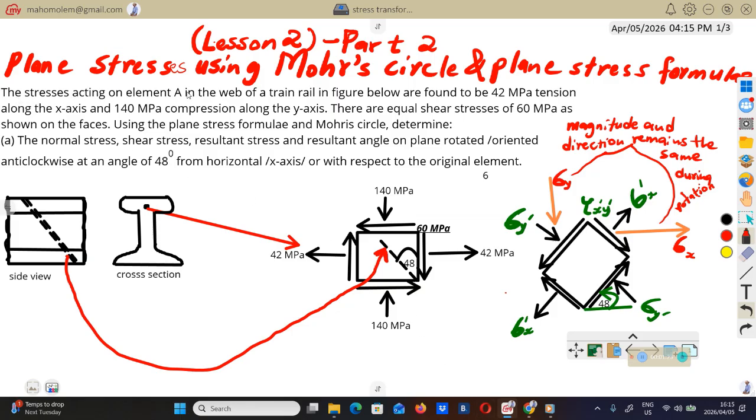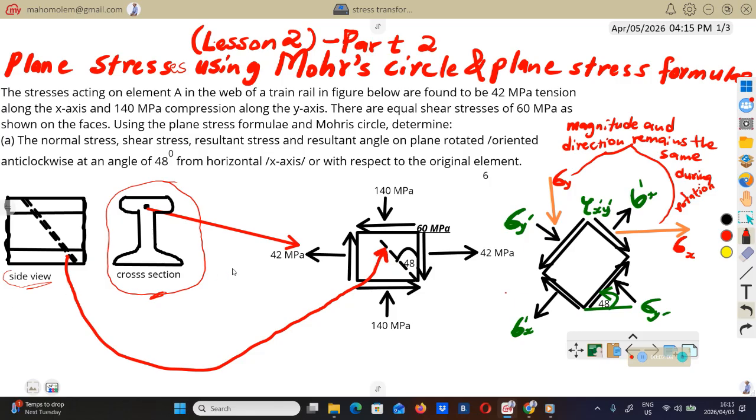Stresses acting on an element A in the web of a train rail. So this is the train rail. You know that the train will have to move on top of the railway. That railway will be made from steel. That steel material will have this kind of profile. So this will be the cross-sectional area of that rail. So this is the side view or the front view.